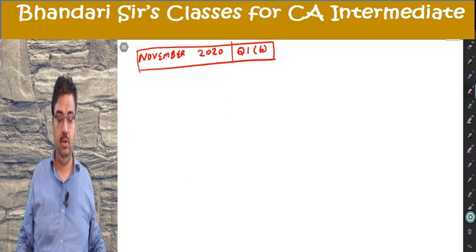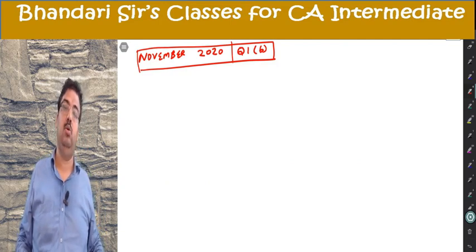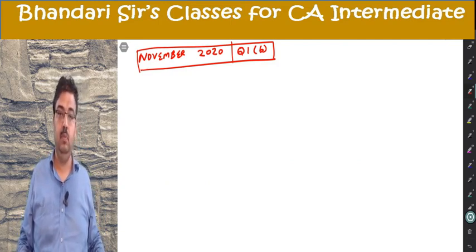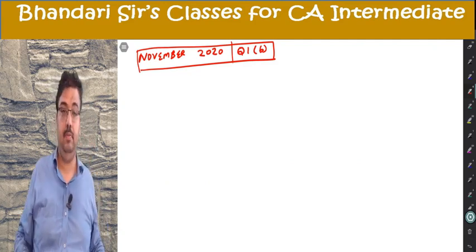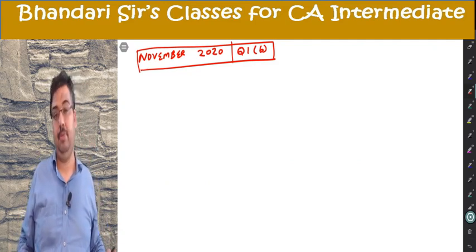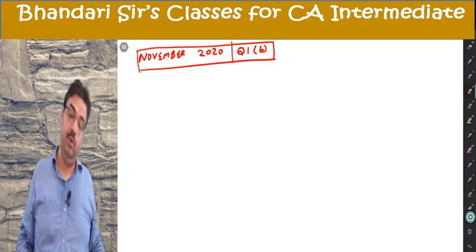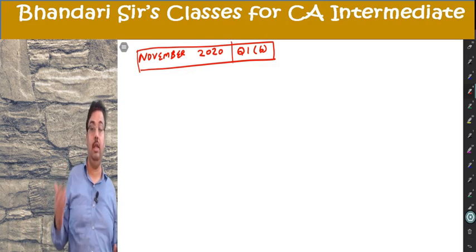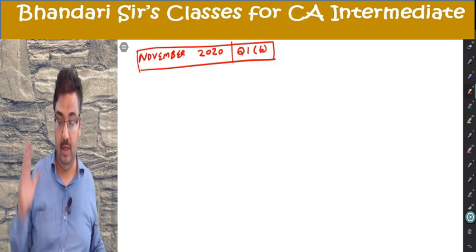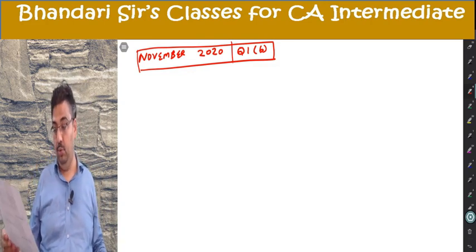Next we reach November 2020, question 1B. It is a question on marginal costing which considers the key factor concept. Very good question, but still a basic question. If you follow the steps that I have taught you on key factor, the question will be very simple. I read it for you.